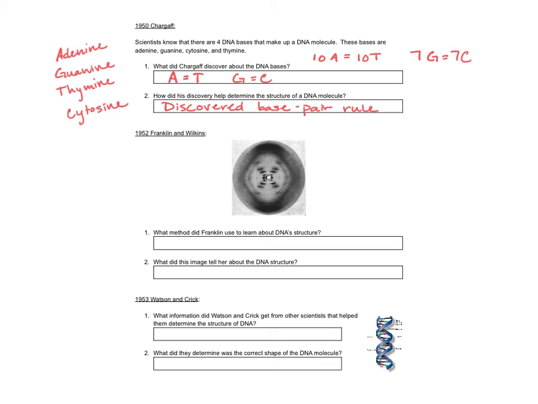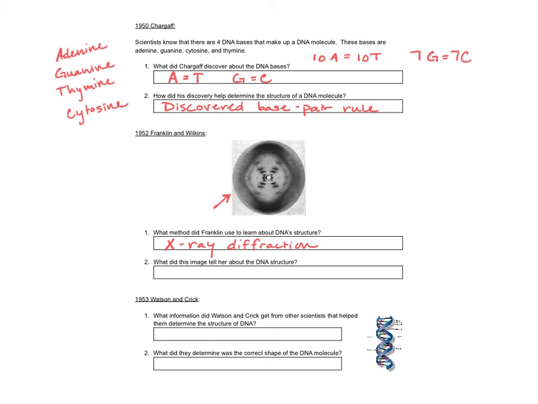Next, we'll talk about Rosalind Franklin and Maurice Wilkins. So Franklin was the primary source of this information, but Wilkins did share it with Watson and Crick. They were working in the early 1950s, and Franklin made this discovery in 1952. And she used X-ray diffraction to learn about the structure of DNA. So she took crystallized DNA and took an X-ray image of it. And you can see here, this is the picture that she took. And it helped determine what type of structure the DNA molecule could possibly have.